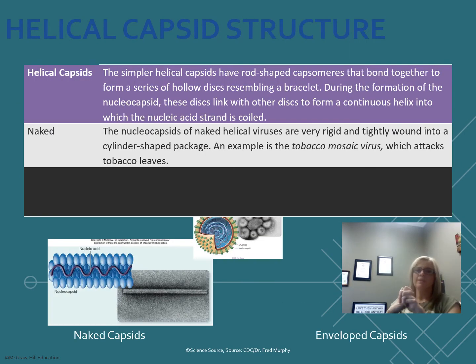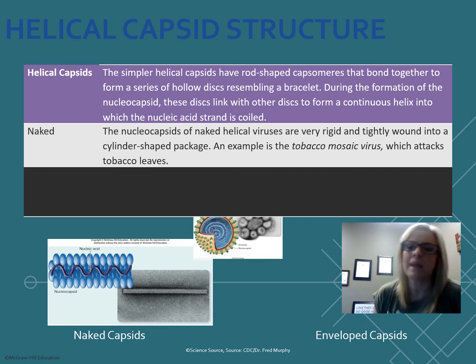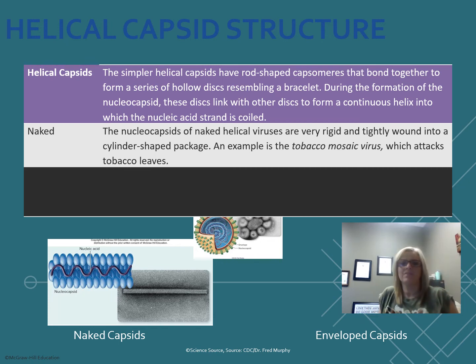The simpler helical capsids have rod-shaped capsomeres. They're going to bond together and form a series of hollow discs. It looks a little bit like a bracelet. During the formation of that, they link to other discs and form that continuous helical structure. And that is where the nucleic acid is going to be coiled. A naked structure, however, is very rigid, very tightly wound into a cylinder. You can see that in this picture down here.